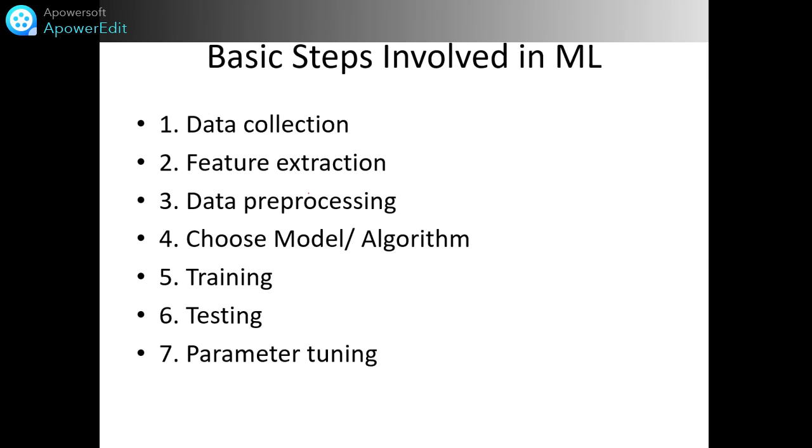These are the 7 basic steps that we have to learn whenever we are applying machine learning to any field. It may be the mechanical engineering field, or the computer science field, or electronics, or any field. These basic steps remain the same. So the first one is data collection.